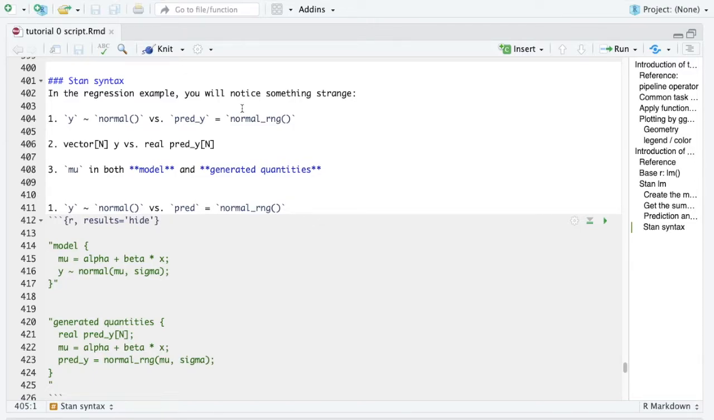So in this tutorial, I will talk about some advanced Stan syntax and Stan concepts. This video is actually optional. I guess some of you have noticed that in the regression example above, there are some strange things.